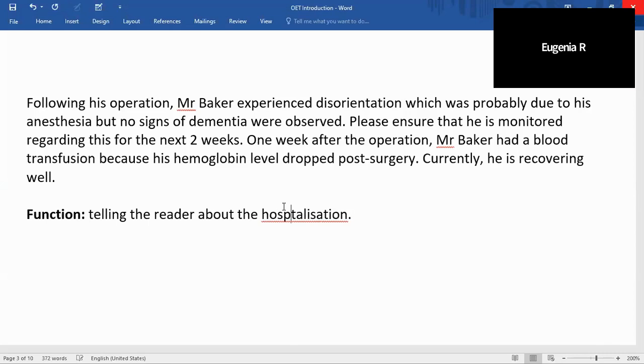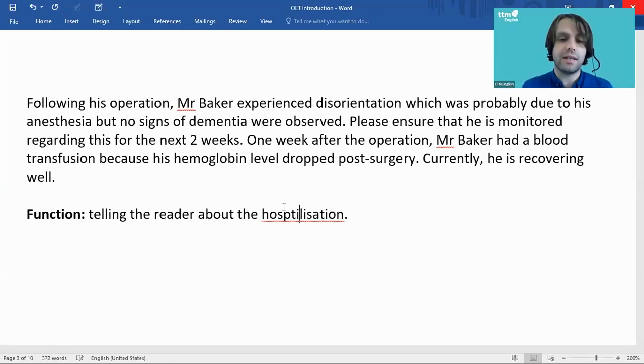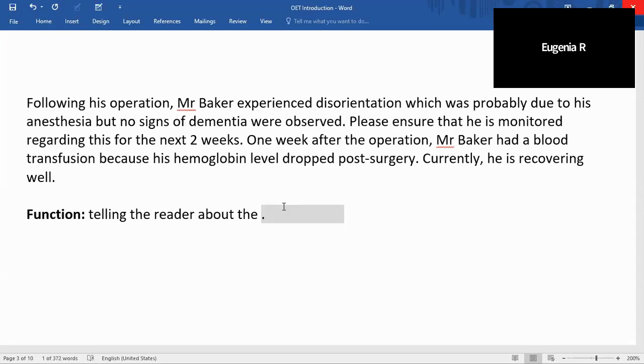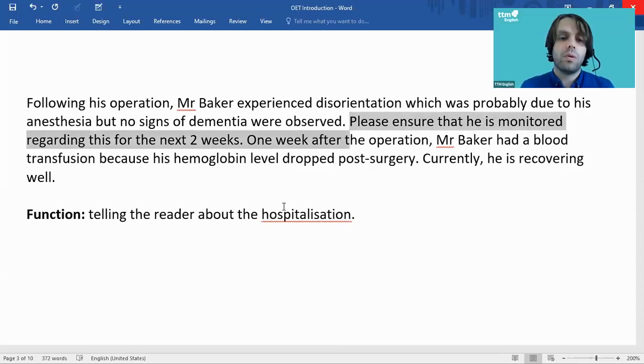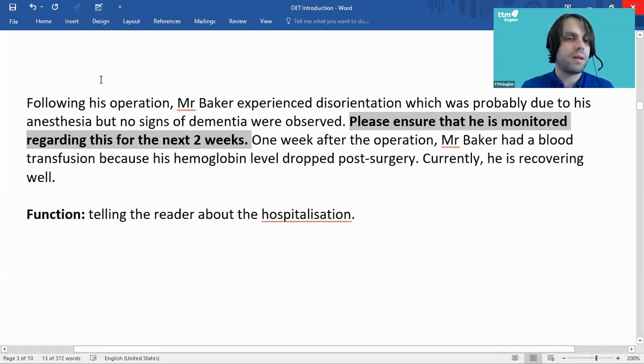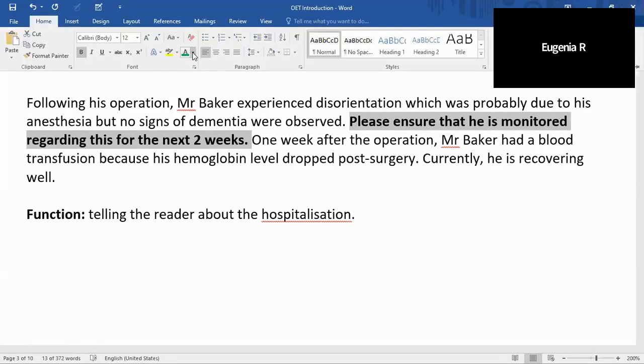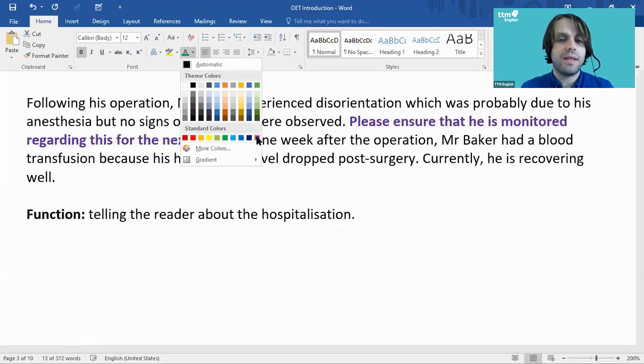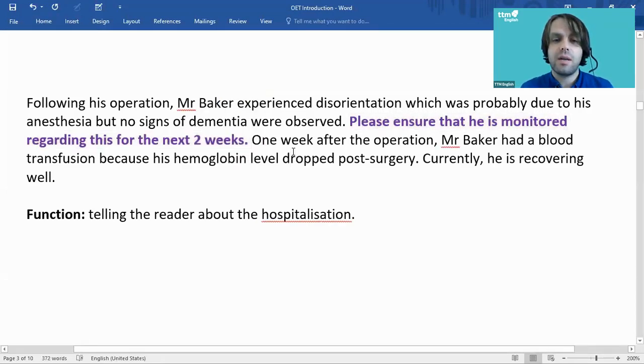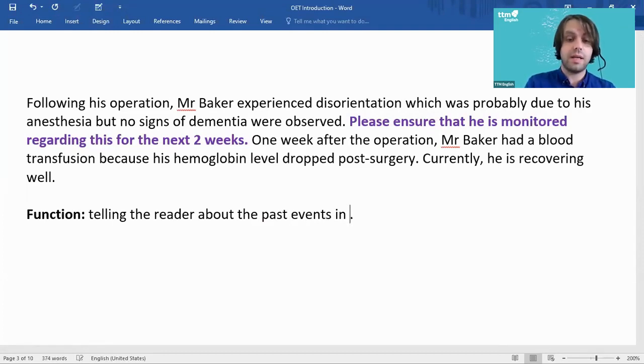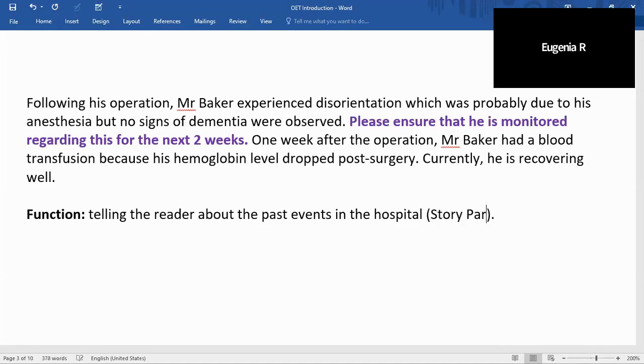There's actually a mistake here. I regard this as a mistake: please ensure that he's monitored regarding this for the next 2 weeks. So this is what I call a mixed paragraph, mixed function. And it's because they've put this sentence in here. If we say that the function is telling the reader about the past events in the hospital, just to make it clear, otherwise known as a story, it's usually something like a story paragraph, right?